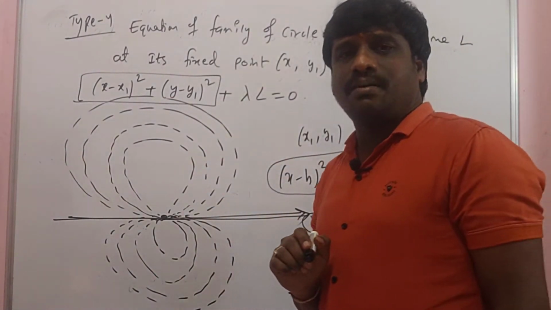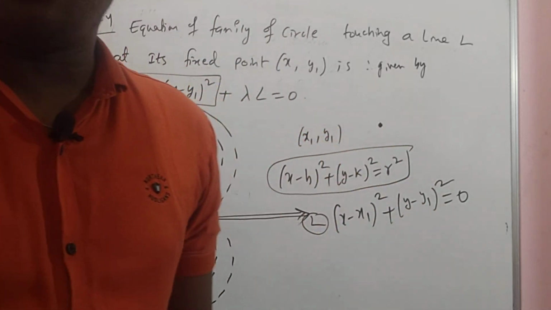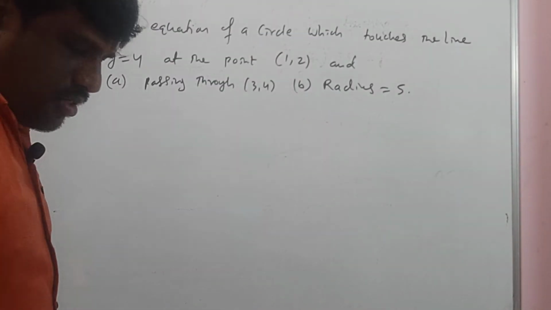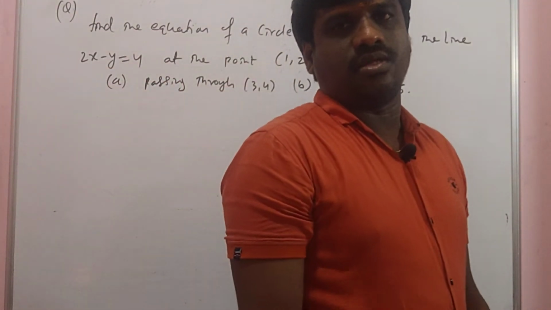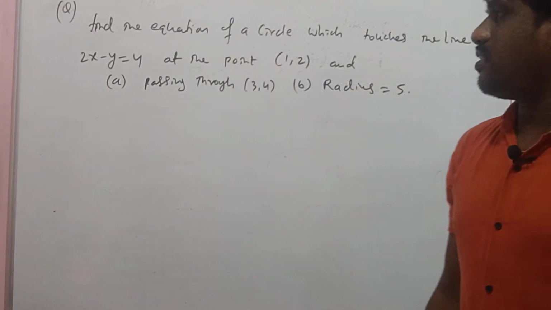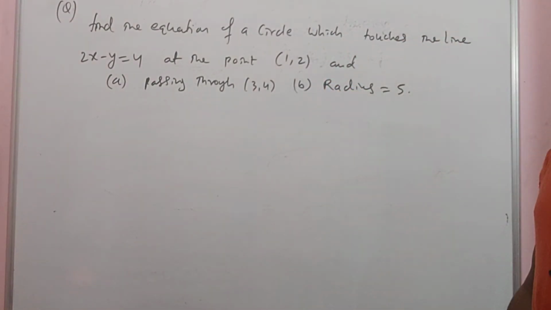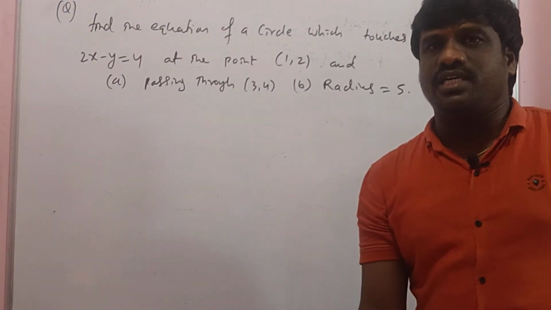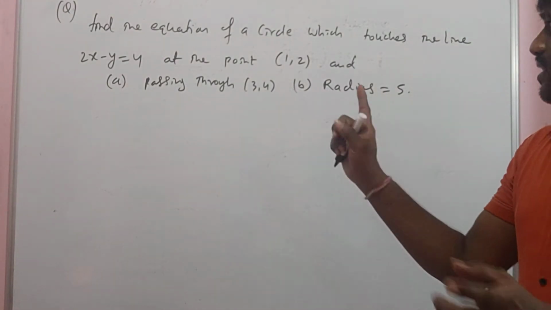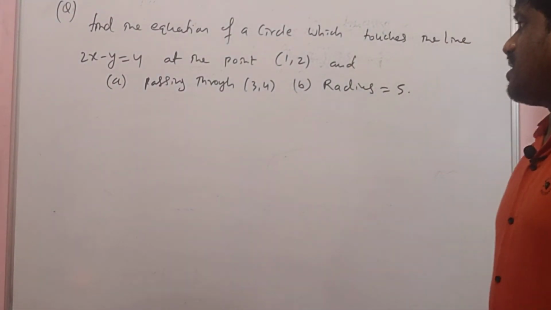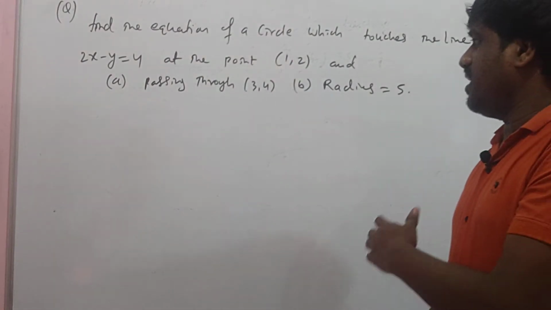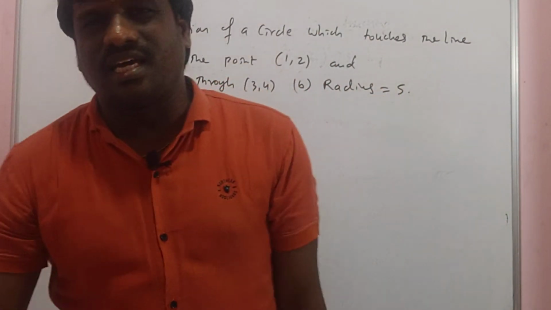Now let us discuss the problems based on type number 4. Dear students, we are going to solve the problems based on this. Let's see the problem. Find the equation of the circle which touches the line 2x minus y is equal to 4 at the point (1, 2), and passes through the point (3, 4), and the radius is 4. That is what they are asking.